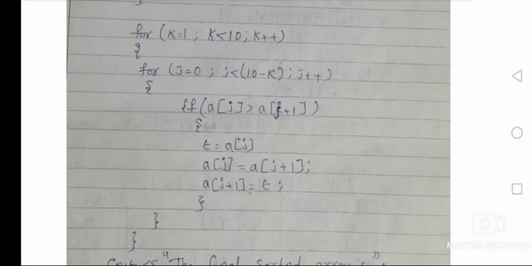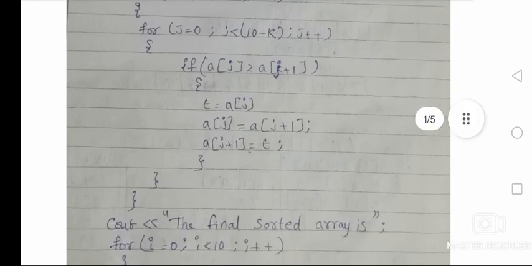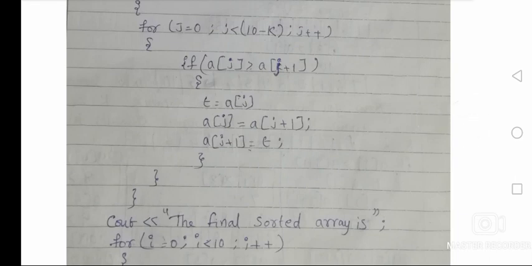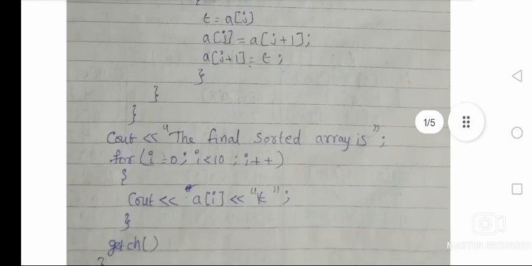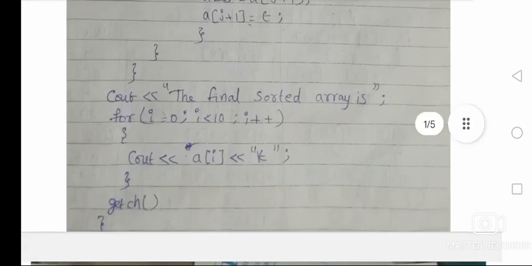So here we are checking index positions and comparing with condition a of j greater than a of j plus 1. So if the condition true, we are storing a of j into temporary variable, and a of j plus 1 is stored into a of j, and a of j plus 1 is equal to temp. So a of j is storing to a of j plus 1. So after sorting, the final sorted array will be displaying here.